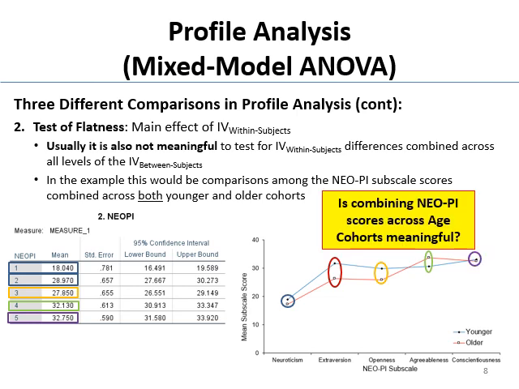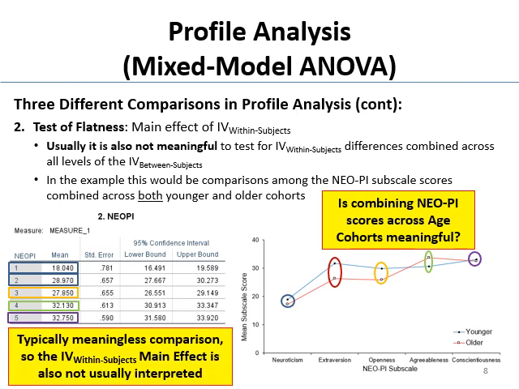So is combining NEO-PI scores across age cohorts meaningful? Probably not. Again, this test of flatness is also typically a meaningless comparison. So the within subjects IV main effect is usually kind of ignored, not interpreted.